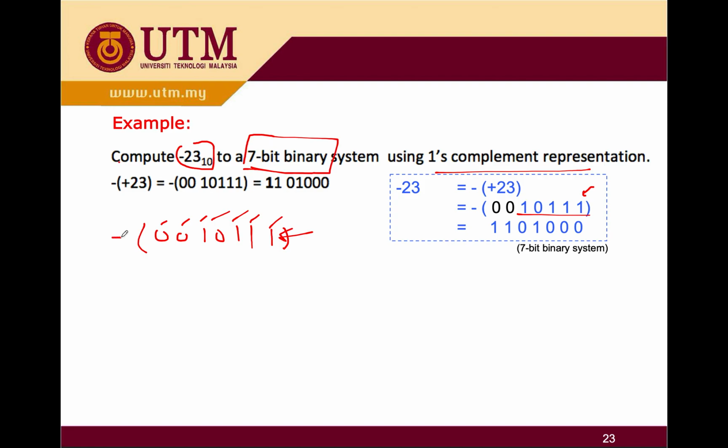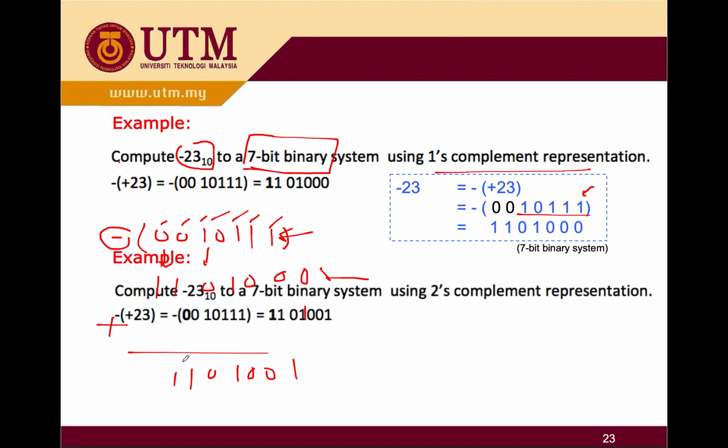And there is a negative in front. Because this is negative, you're going to apply the method. How are you going to apply it? You just change 0 to 1, 1 to 0. So you get this answer for your 7-bit binary system for your first complement, and then you just add 1. You get the second complement. Easy peasy.